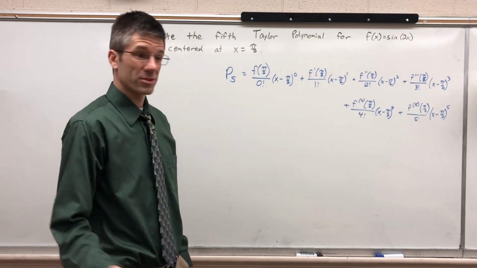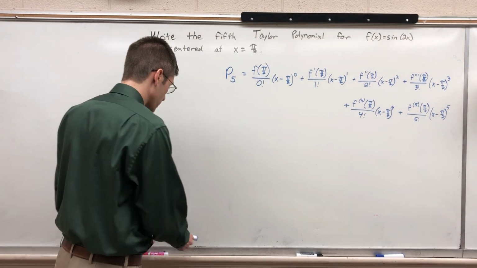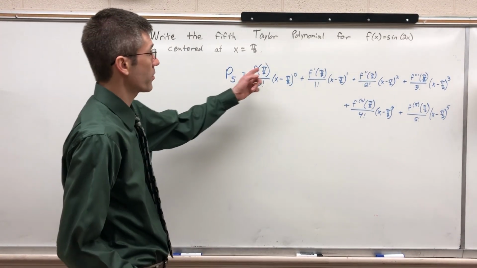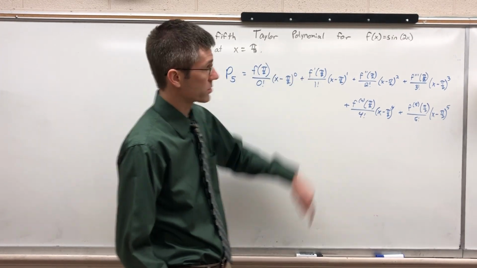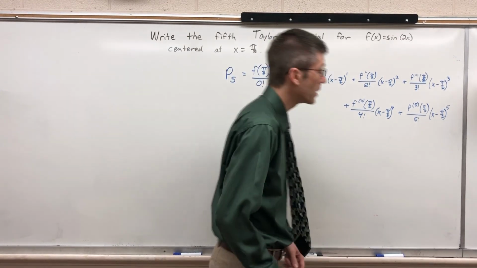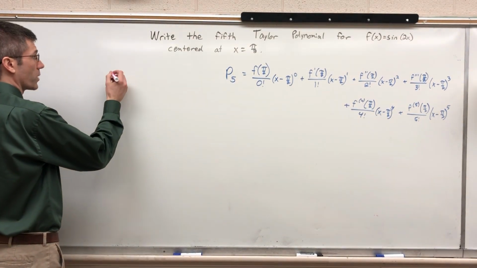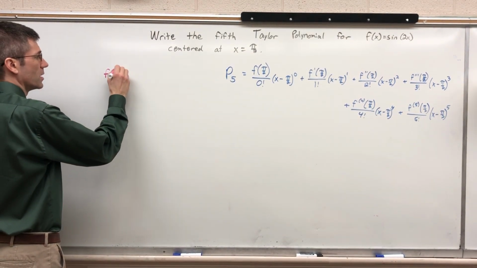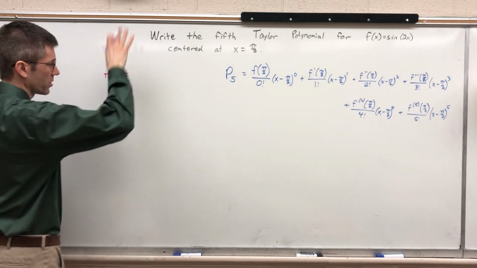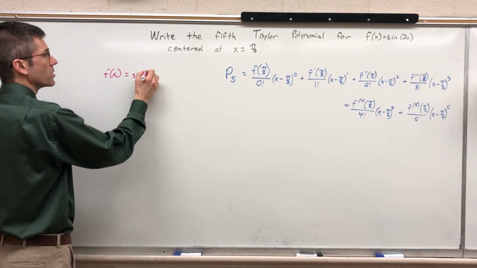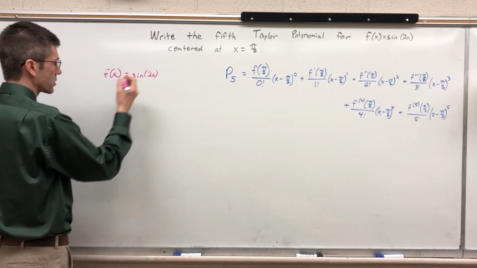So we need to figure out some certain pieces to it, and one of those pieces will be, well, what f of pi over 2 is, and what f prime of pi over 2 is, and what f double prime of pi over 2 is, and all these things are going to go in there. So let's just go ahead and start working through that. So here's f of x. I'm just going to write it, just to have a good clean pattern going on here. So sine of 2x, cool.